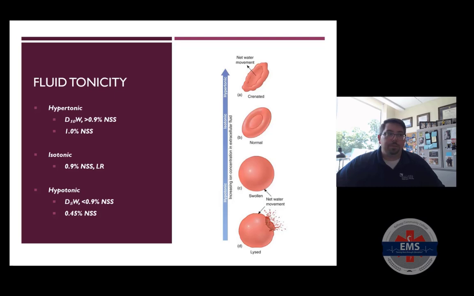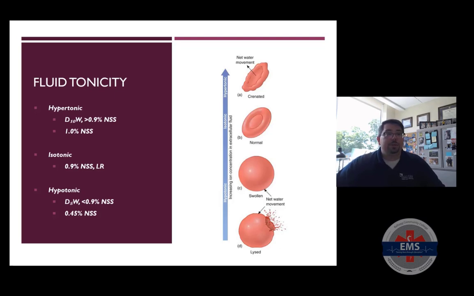Isotonic solution is going to be our 0.9% sodium chloride, or we're going to be dealing with our lactated Ringer's. Those are our two primary forms of fluid that we would use as an isotonic solution. A hypotonic solution would be things like D5W, 0.45% sodium chloride, or anything less than 0.9% sodium chloride.